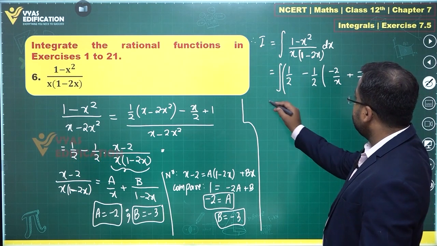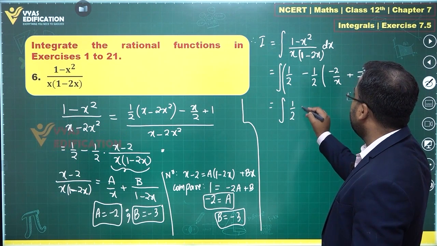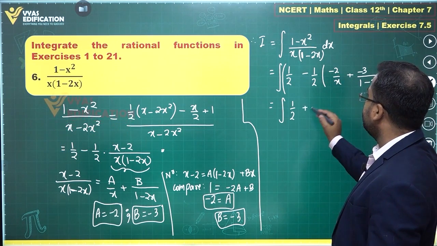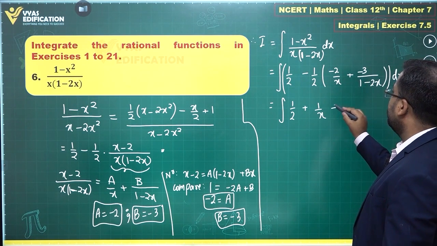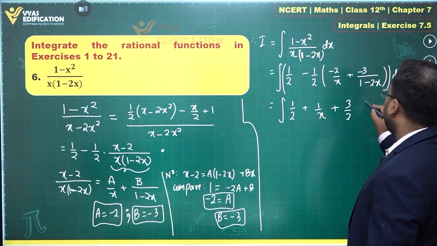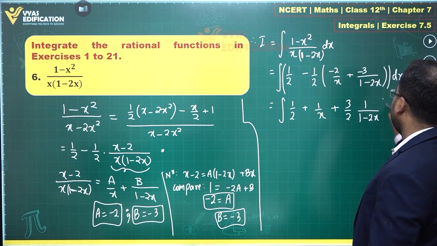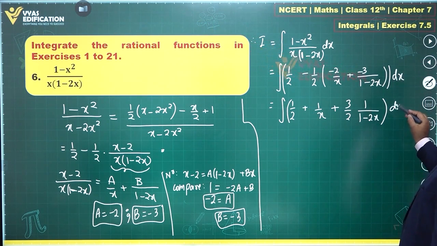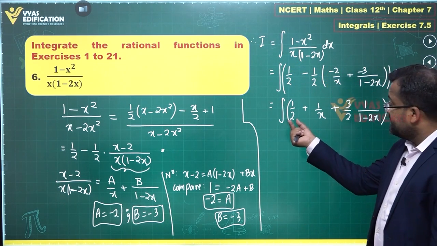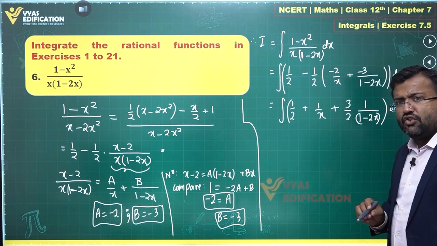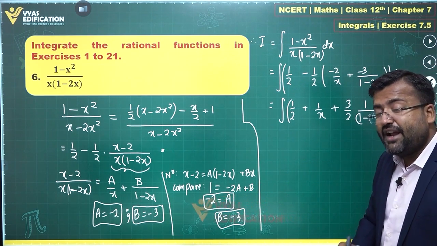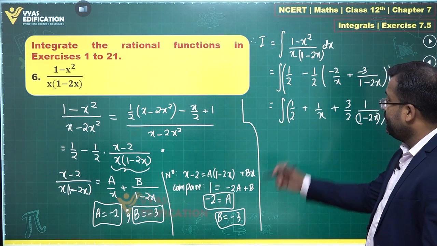How do we integrate this? Let's simplify this a bit further. This is 1 by 2 minus 1 by 2 into minus 2 is plus 1 by x, and minus 1 by 2 minus 3 is plus 3 by 2, 1 upon 1 minus 2x over here. This is what you have, dx, right? So this integral is simple, this integral is simple. What about this one? This is a linear expression of x, right? The coefficient of x is minus 2. We'll have to divide with that minus 2 at the end. That's something you shall be doing, right?